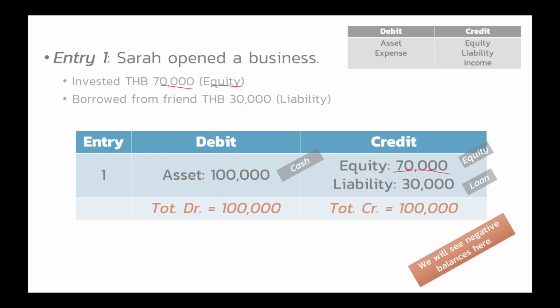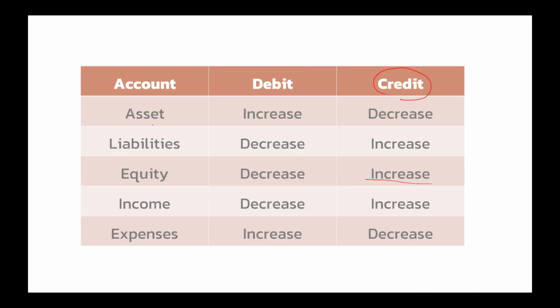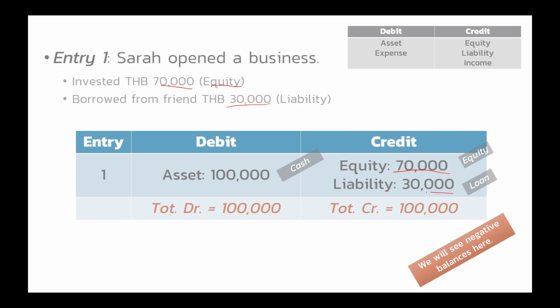Also, if Sarah borrows money from her friends, that means she has debt. If her liability increases, it also goes into the credit side. That's why both the investment and the borrowed money go into the credit side. If I total these up, I should get 100,000 baht on the credit side. But that's not the whole story. You have to do the other side too, because once you invest and borrow, the assets of the company actually increase.